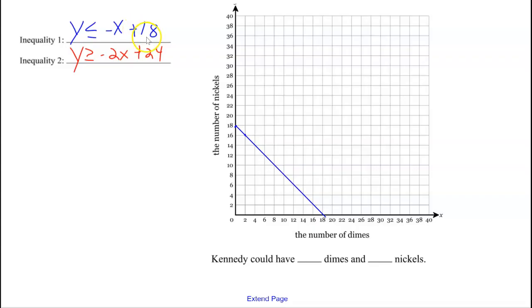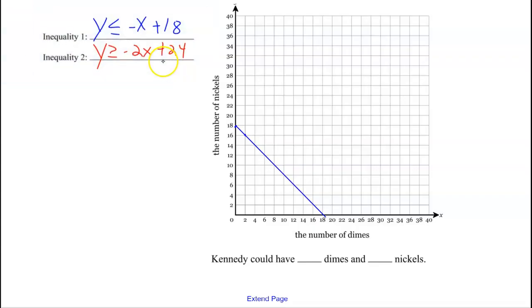Alright, it looks like a point there, but it's not. Oh, actually, that's just on my computer screen. Never mind that. And now, because it's less than, I'm going to shade below.